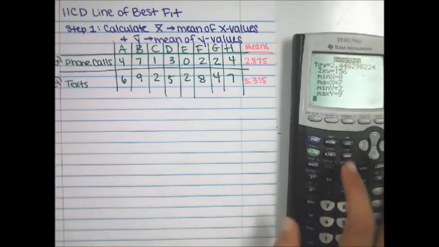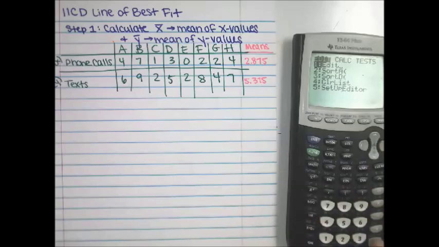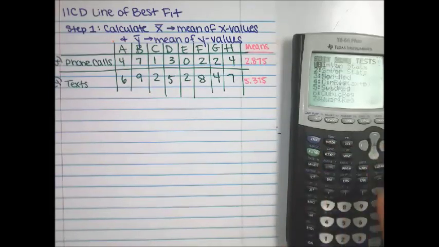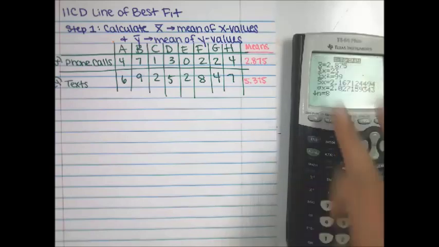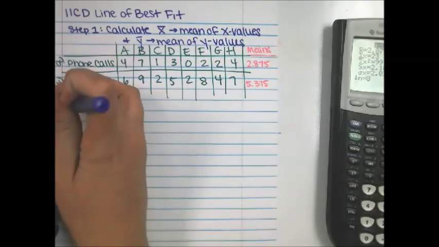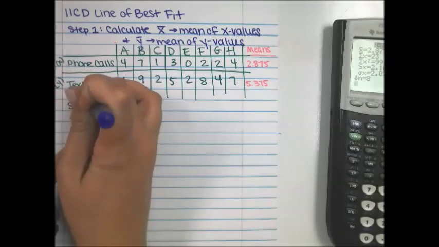That's another way you can find your mean, especially if you already have your data typed in to find your R value. Then you might as well just use 2-var stats to calculate your mean for you. So that's how we got there. There are our means for our x's and for our y's. Step 2 is we're going to plot the mean on our graph.